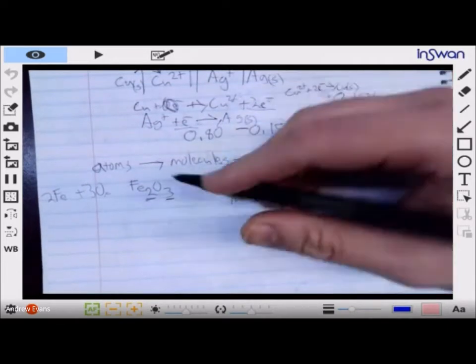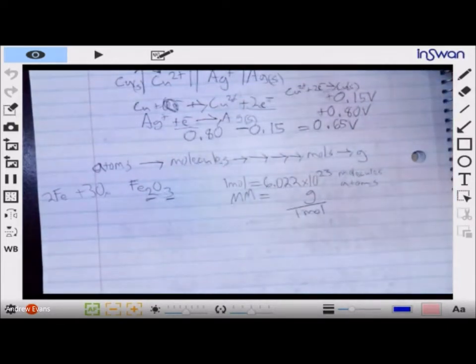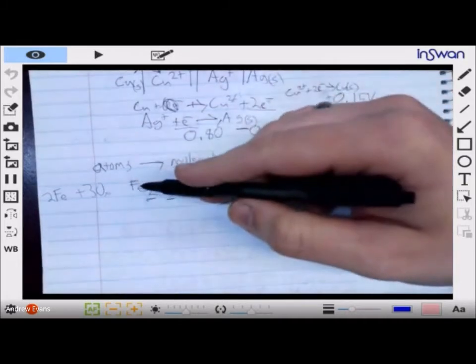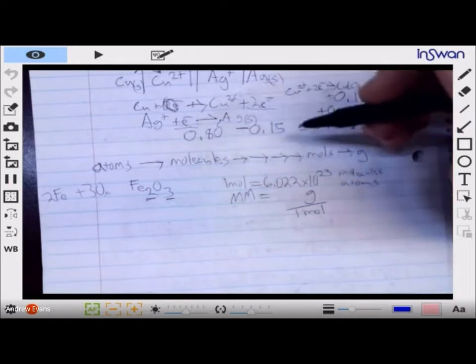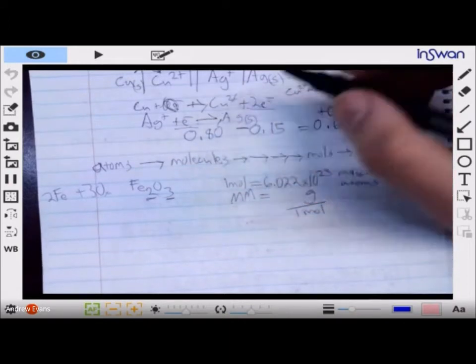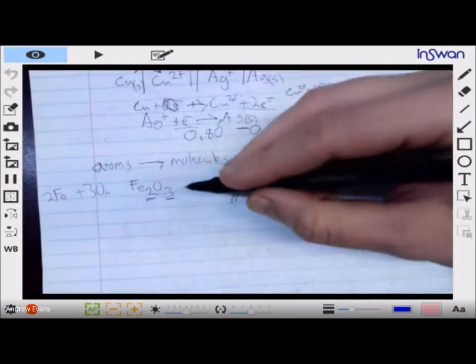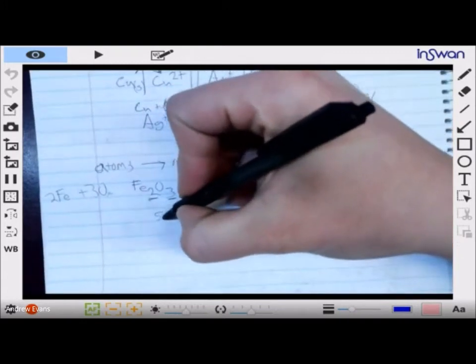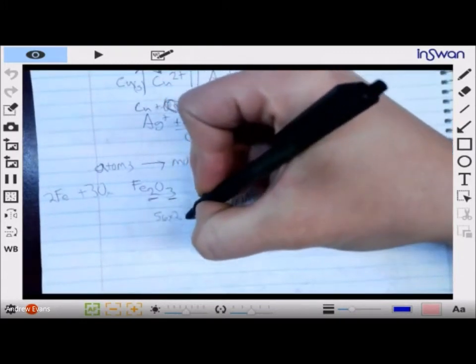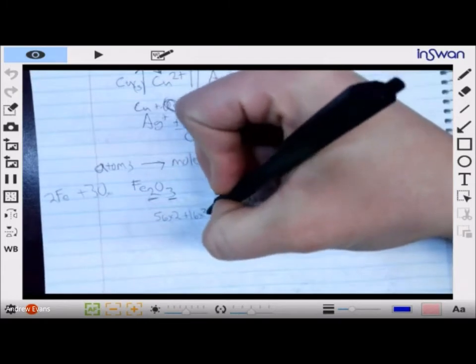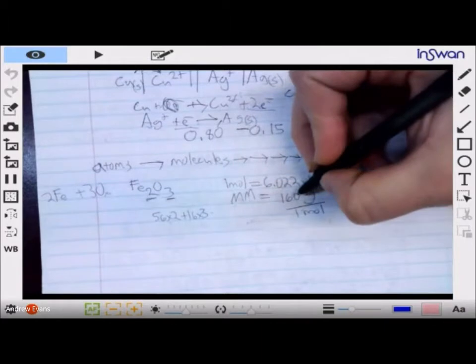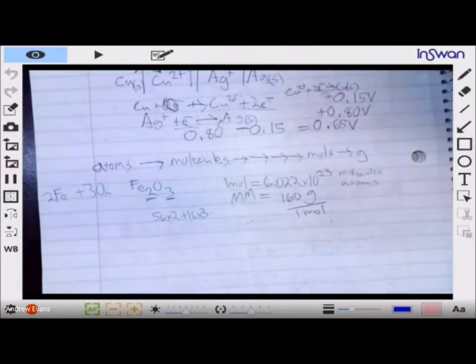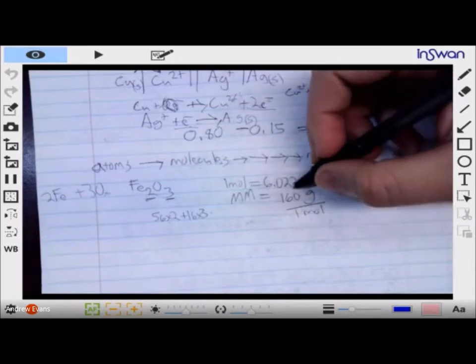Now, to figure out the molar mass, that is molecule dependent. So you'd have to look at the atomic mass of iron and the atomic mass of oxygen and multiply it by their subscripts. Iron is essentially 56. Oxygen is essentially 16. You put them together, you'd get what? Something like 160, if I'm not mistaken, grams within 1 mole.